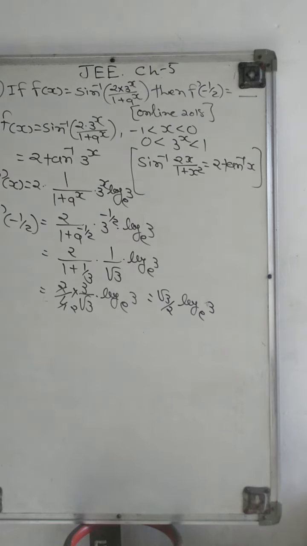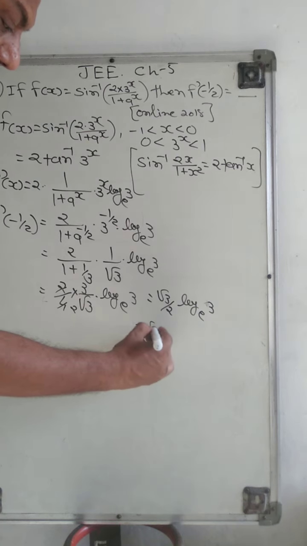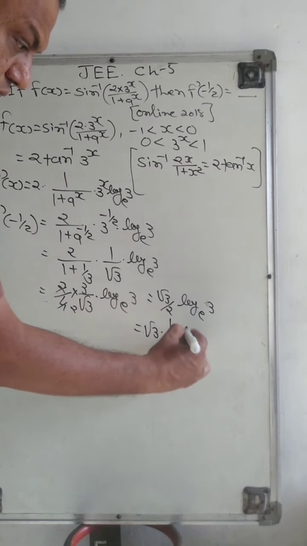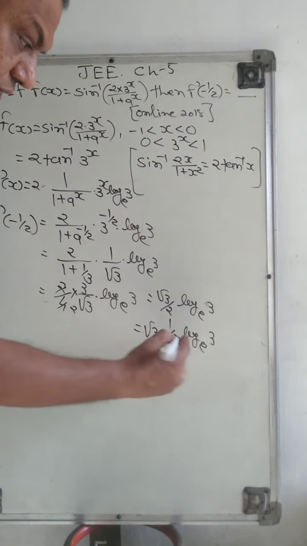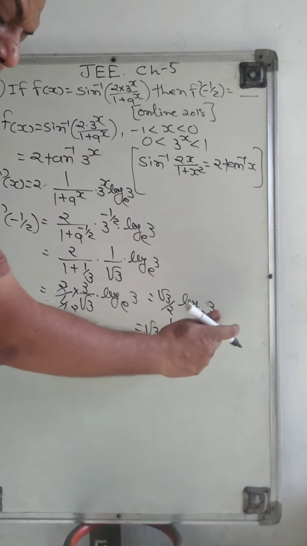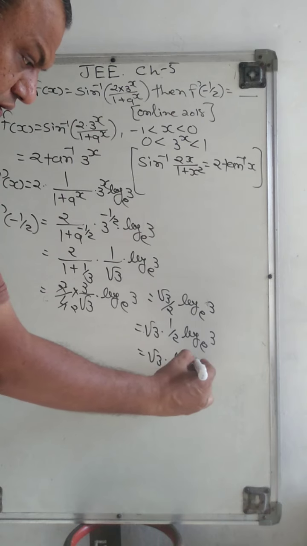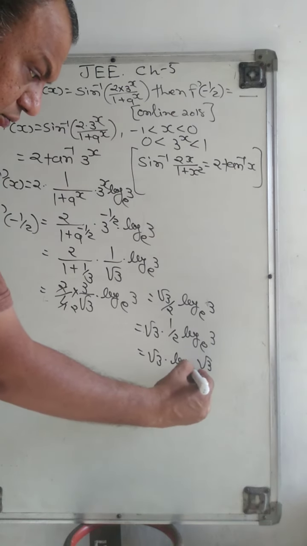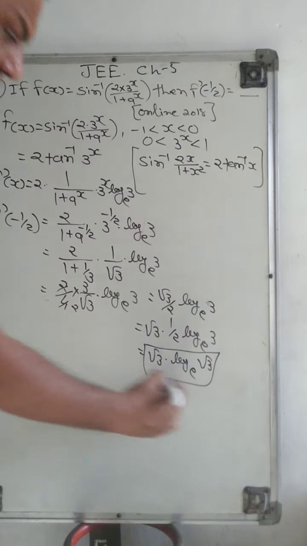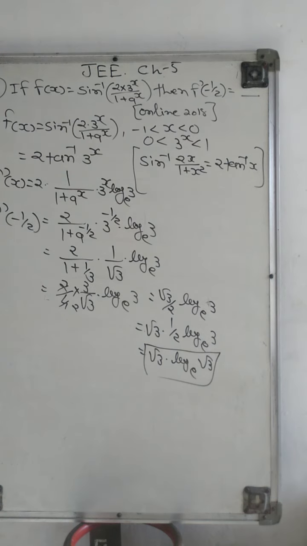Root 3 by 2 log 3 to base e. This is our one answer, but sometimes the answer is given in another form, just like this: 1 by 2 log 3 to base e. Then we take this 1 by 2 in power of the 3. So root 3 log root 3 to base e. So this is our answer, root 3 log root 3 to base e, of the given 64th sum, right?